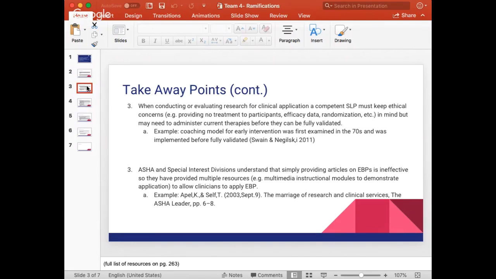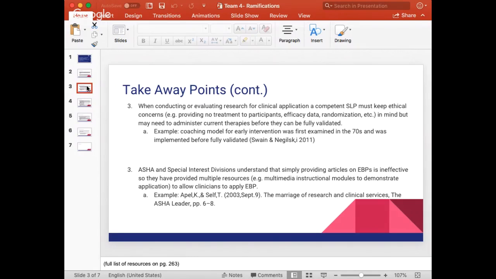So I tied this back to my placement. We're using a coaching model in the early intervention that I'm in. And I was doing some research, and researchers first started talking about the coaching model in the 70s. And so SLPs were using this model since the 70s, and clearly they were using it before it could be fully validated. So that's how I tied it to my placement.